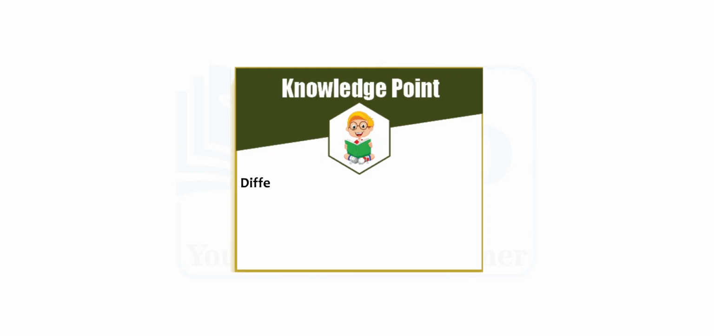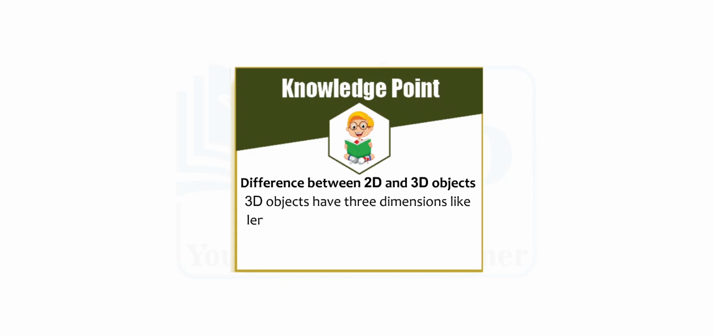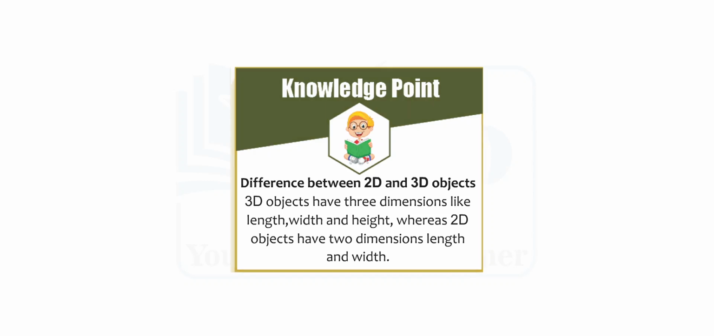Knowledge point. Difference between 2D and 3D objects. 3D objects have 3 dimensions like length, width and height, whereas 2D objects have 2 dimensions, length and width.